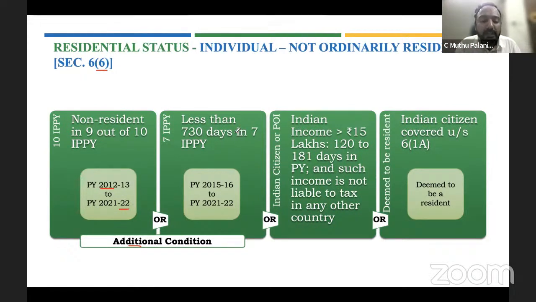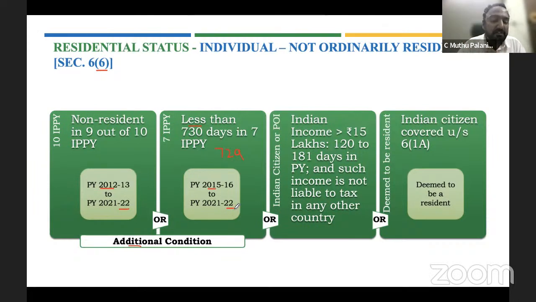And then you say less than 730 days. That means up to 729 days. So if you are in India up to 729 days from 1st April 2015 to 31st March 2022, that is 7 immediately preceding previous years, in this period, if you are in India for less than 730 days, that is up to 729 days, if you have satisfied this condition also, you will be called not ordinary resident.